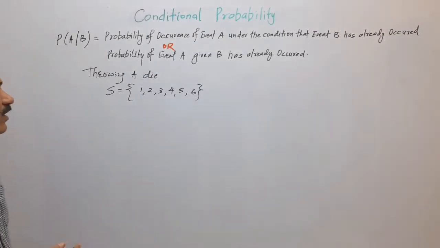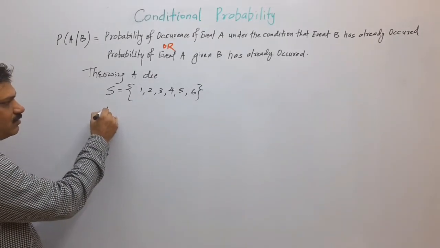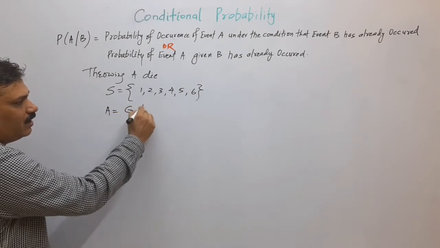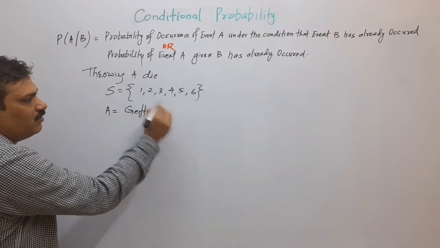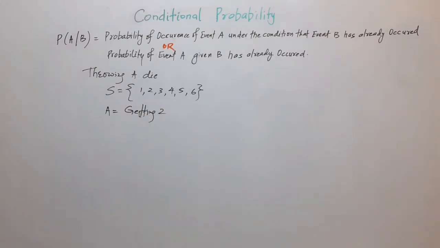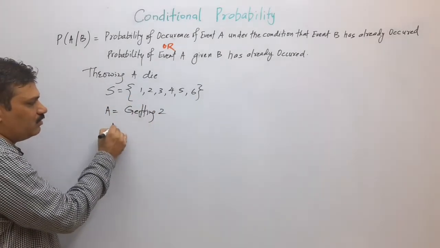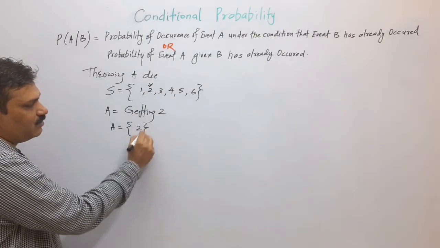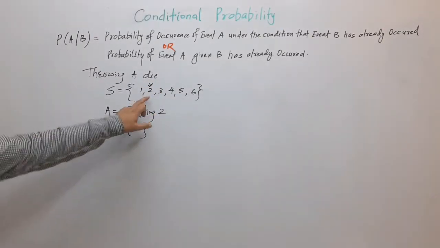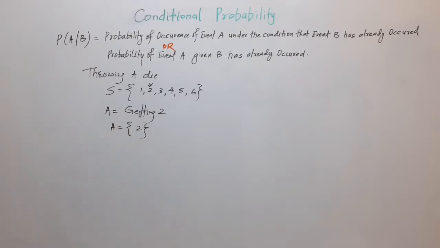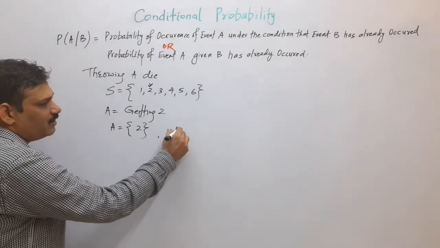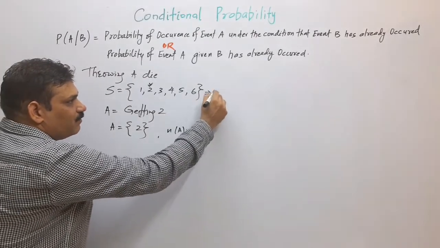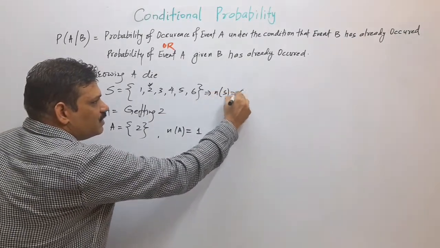Now suppose I define an event A, the event A is getting 2 on the uppermost face. What sample points are in favor of getting 2? This is the only sample point in favor of getting 2. This can happen in only one way. So the number of sample points in A is 1, and the number of sample points in the sample space is 6.